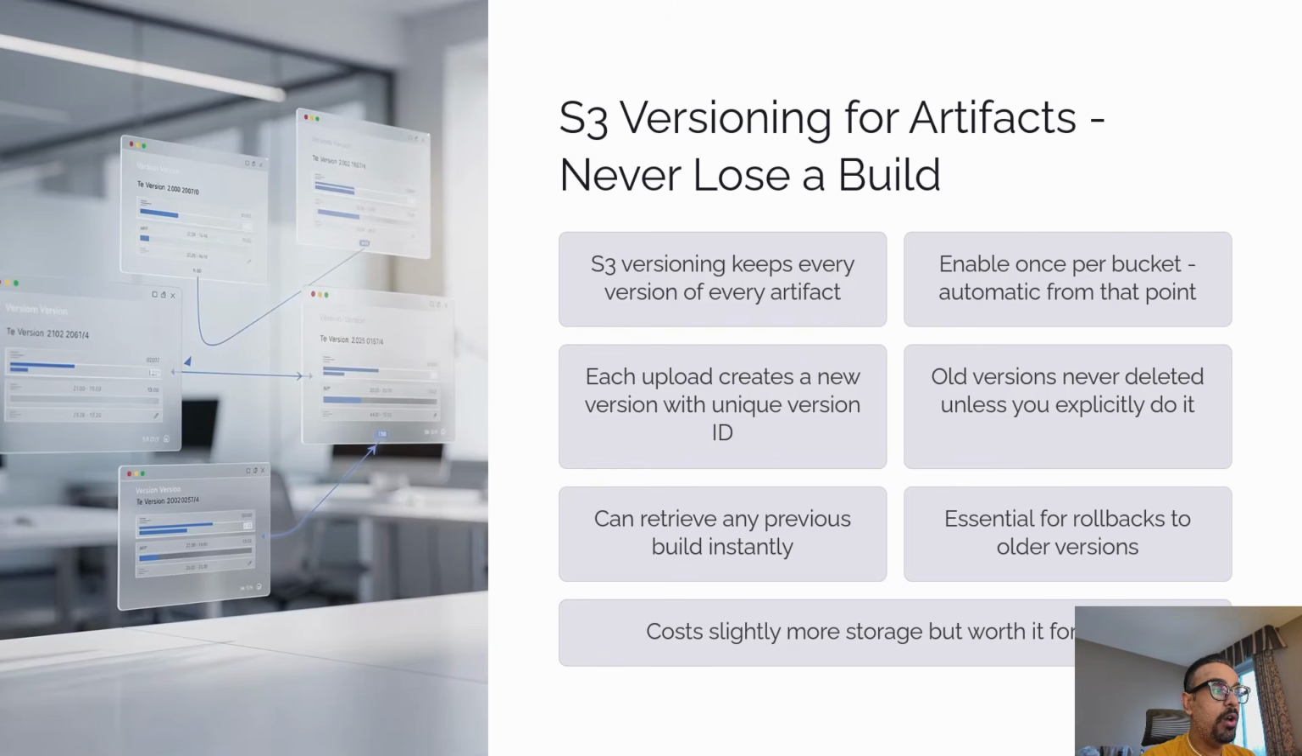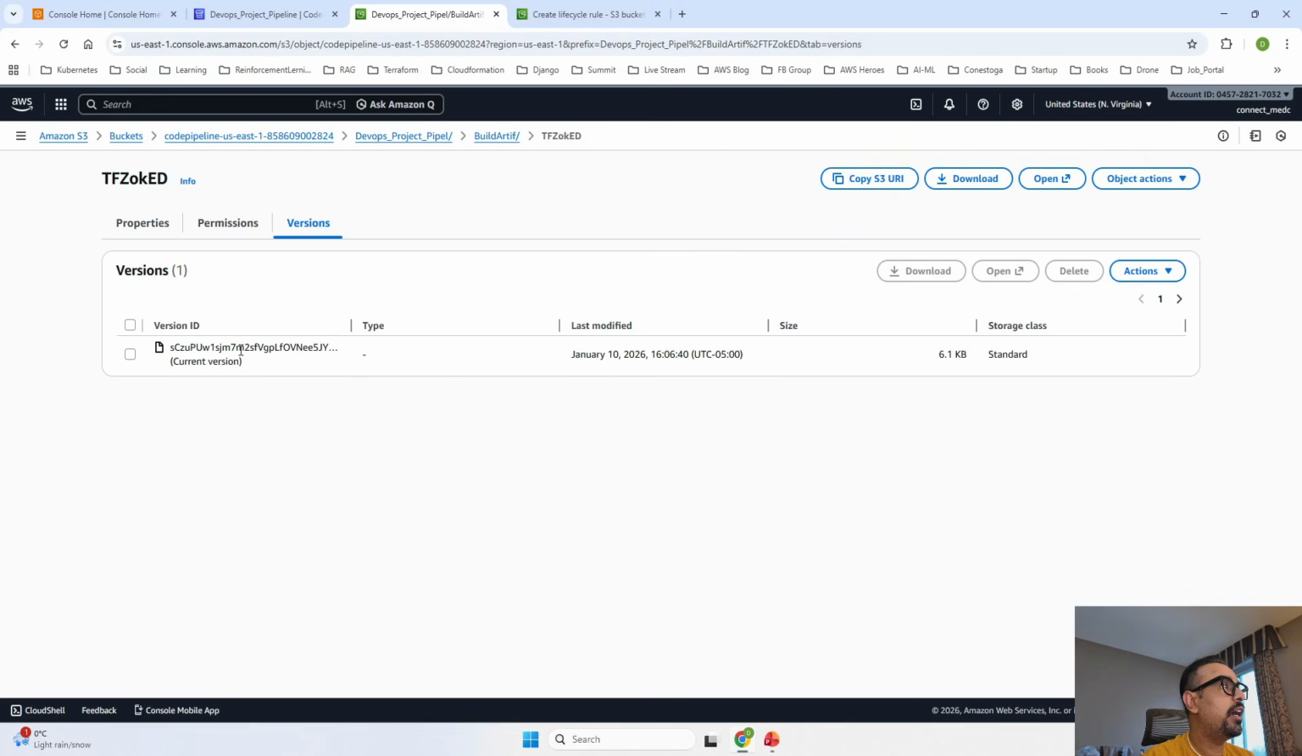Now, let's talk about one of S3's most powerful features for CI/CD: versioning. When you enable versioning on an S3 bucket, S3 keeps every single version of every file you have uploaded as part of your CI/CD process. Here's how it works. You upload a file called, for example, myapp.zip to S3. S3 stores it and assigns it a unique version ID. Later on, CodeBuild is going to run again and upload a new one with the same file name but newer code.